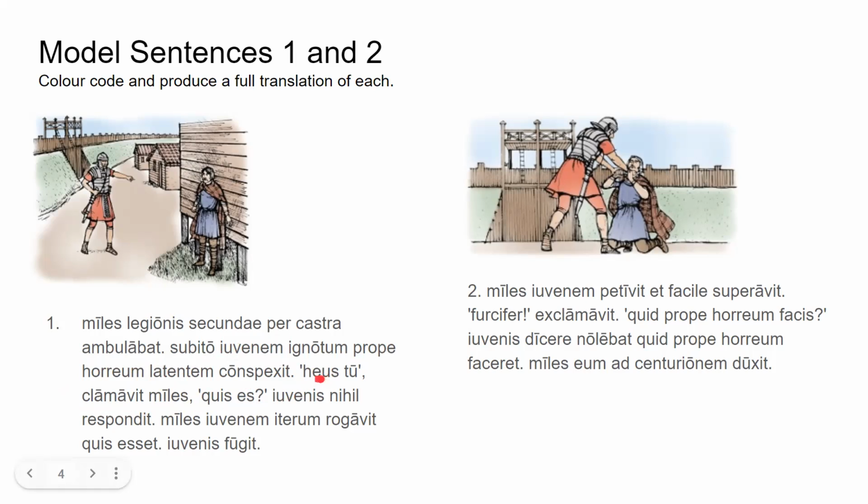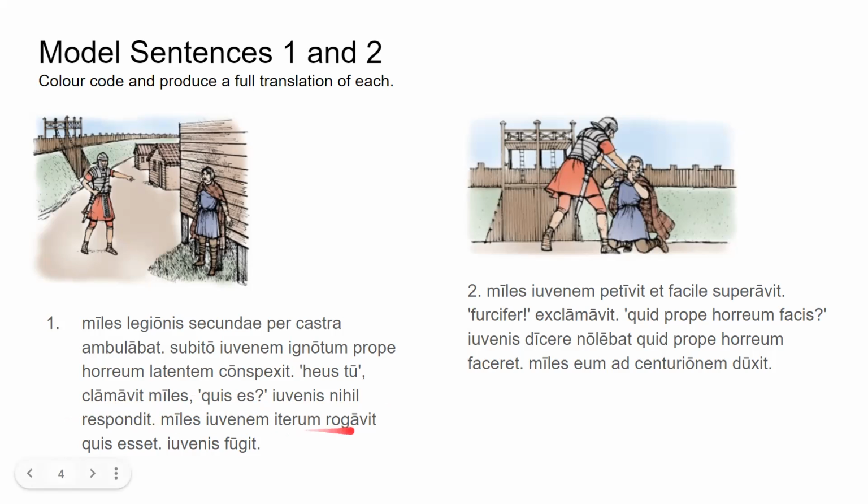Notice that, by the way, this is a direct question, and we can always tell direct questions because they're set apart by these little quotation marks. Quis es, who are you? Iuvenis nihil respondit. The youth responded nothing, or he said nothing.